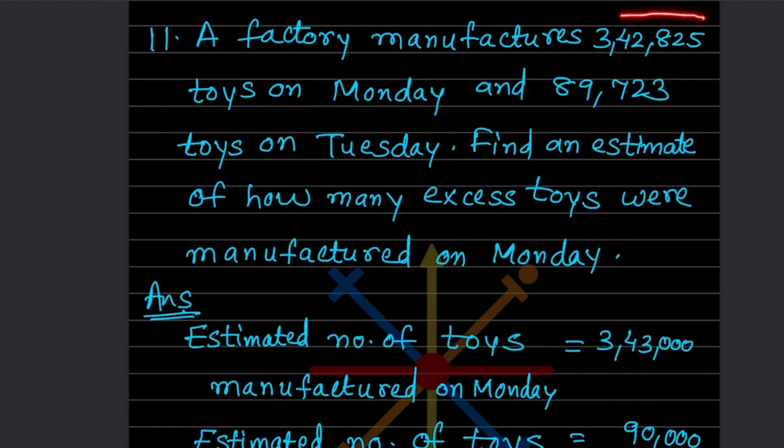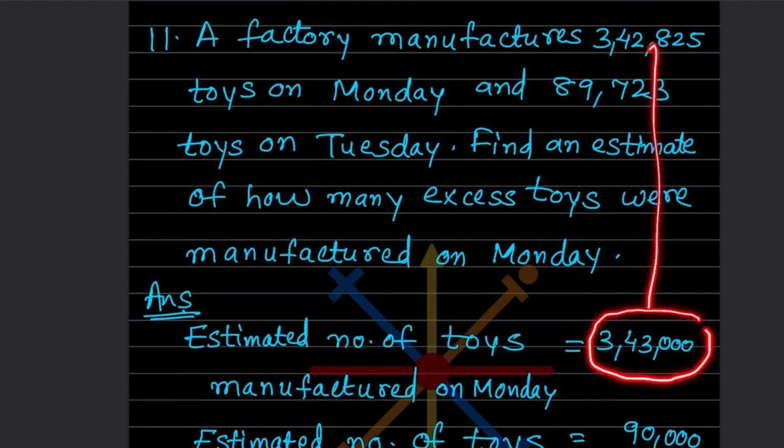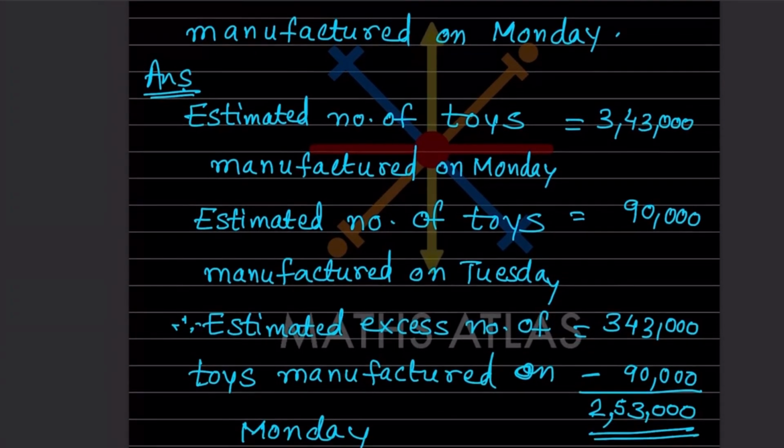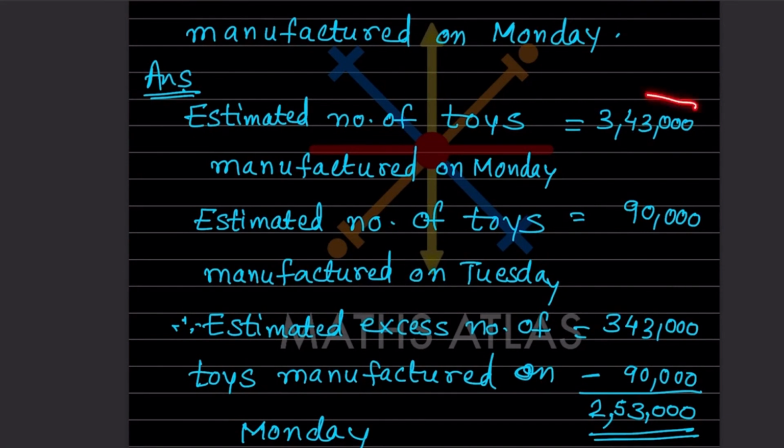Now the rounding for this one: 3,42,825 becomes 3,43,000. And for this one, 89,723 becomes 90,000. They asked for the excess toys manufactured on Monday. So what are we going to do? We are going to subtract this number by this one. After subtracting, we can say therefore the estimated excess number of toys manufactured on Monday is 2,53,000. Hope you got this one.